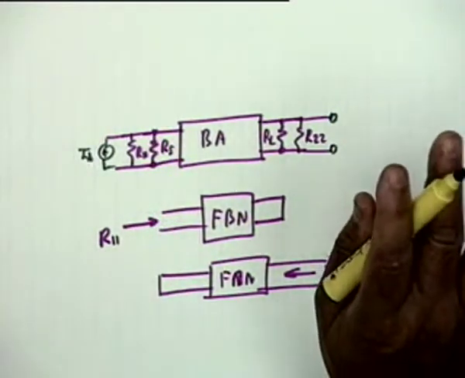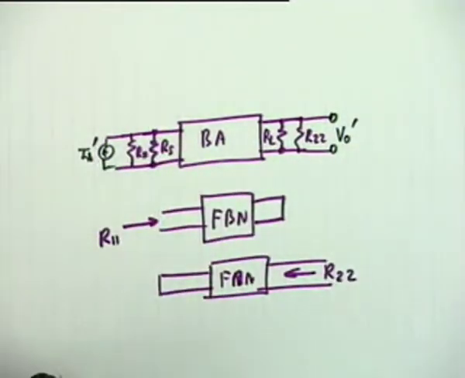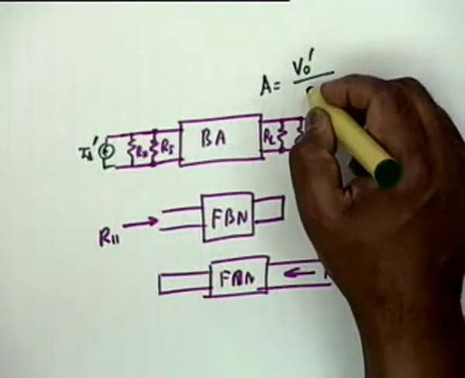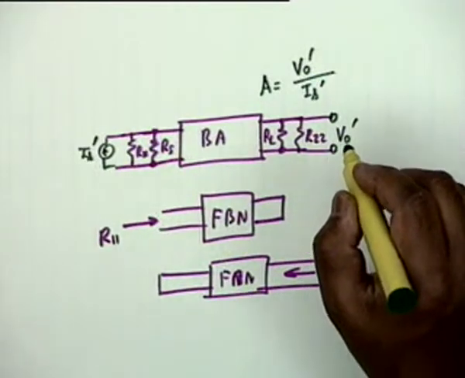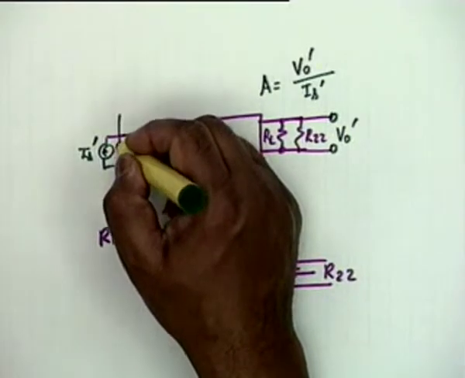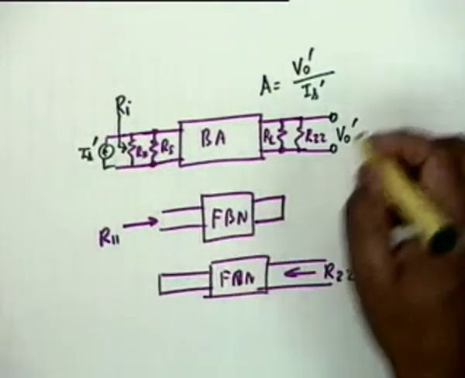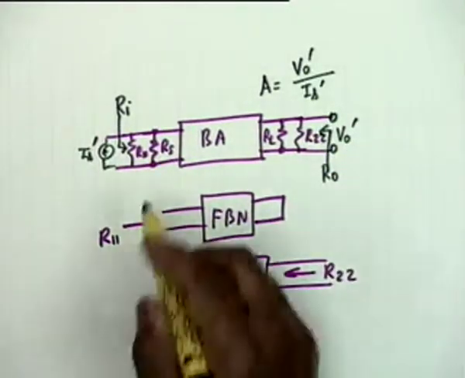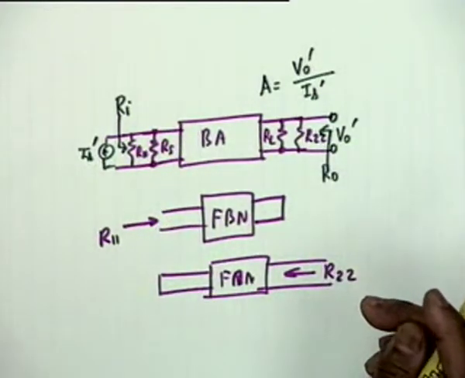I leave it open. So this is V0 prime, this is IS prime. And the A now is V0 prime divided by IS prime. The Ri of the base of the A circuit is this impedance Ri, and R0 is this impedance R0. You see, Ri includes Rs, R0 includes RL.